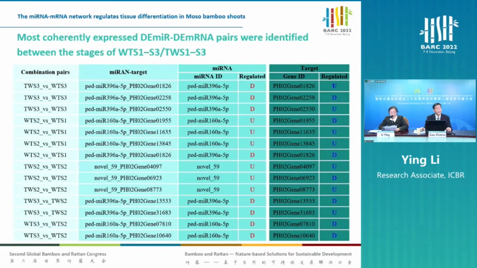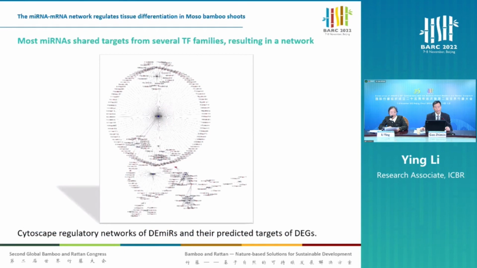More than 1,000 interaction pairs were composed by differentially expressed microRNAs and mRNAs. The majority were found in five dominant combinations. About half of the pairs were coherently expressed. Most microRNAs shared targets from several TF families, resulting in a network.